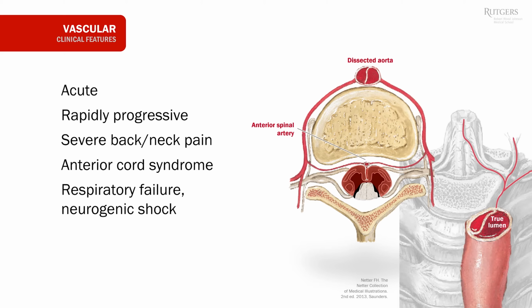Cord compression from epidural hematoma presents like any other cord compression. If the lesion is in the cervical cord, legs are affected first, and the weakness eventually ascends to involve the arms. From there, neurogenic shock, cardiac arrest, and an irreversible case of death. So I cannot stress this enough that you should remember this diagnosis. Epidural hematoma.